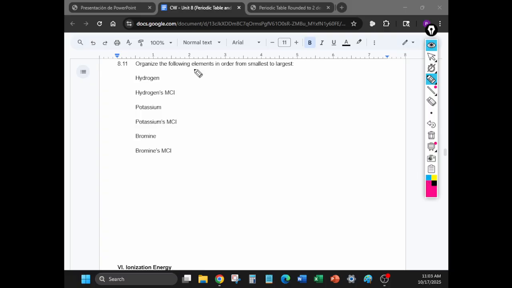Okay, so what I want you guys to do is I'm going to give you guys about 3 minutes. Same thing as before, determine the number of different things for each of these atoms. First, determine how many shells does it have, then how many protons does it have, and then how many electrons does it have. So 3 things for each atom. You're going to be looking at hydrogen, hydrogen's most common ion, potassium, potassium's most common ion, bromine, and bromine's most common ion. So find the shells, protons, electrons for all of them, and then I'll go over how to rank them from smallest to largest.